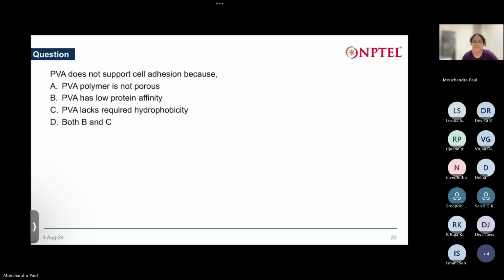So that's why a combination of all. Now, why does PVA not support cell adhesion? PVA stands for polyvinyl alcohol. It's a synthetic polymer. Options: PVA polymer is not porous; it has low protein affinity; it lacks required hydrophobicity; both B and C.